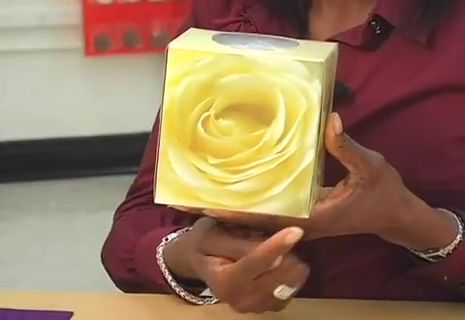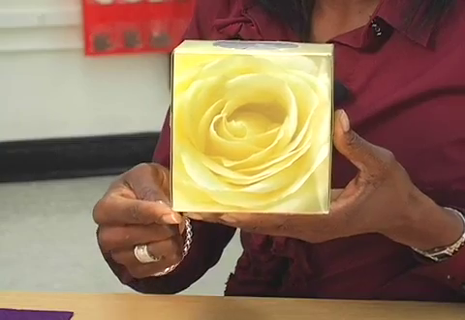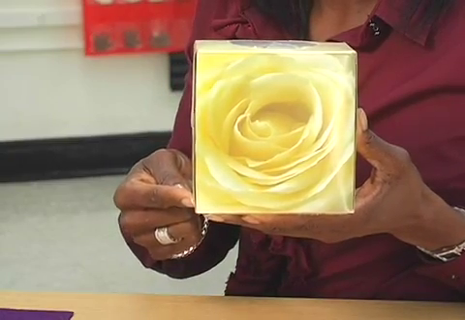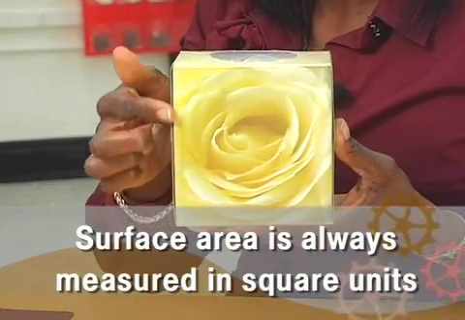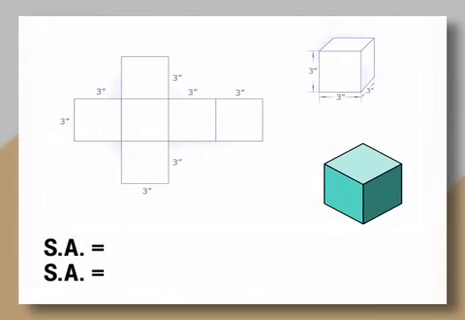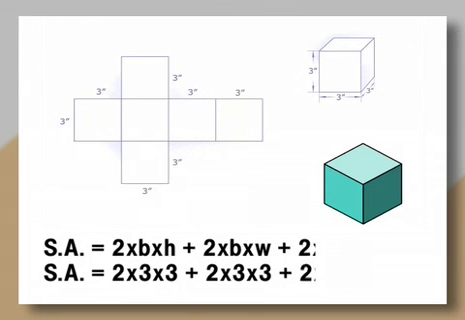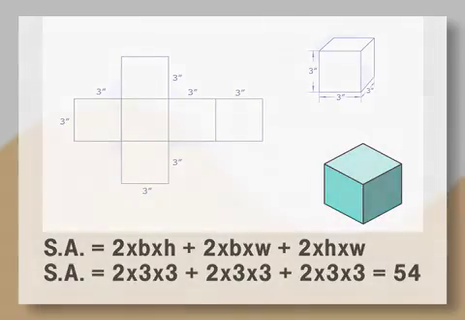When you think of surface area, you think of how much area needs to be covered or painted. Surface area is always measured in square units. Surface area is the total area of the surface of a 3-dimensional figure. Surface area equals 2 times base times height plus 2 times base times width plus 2 times height times width.